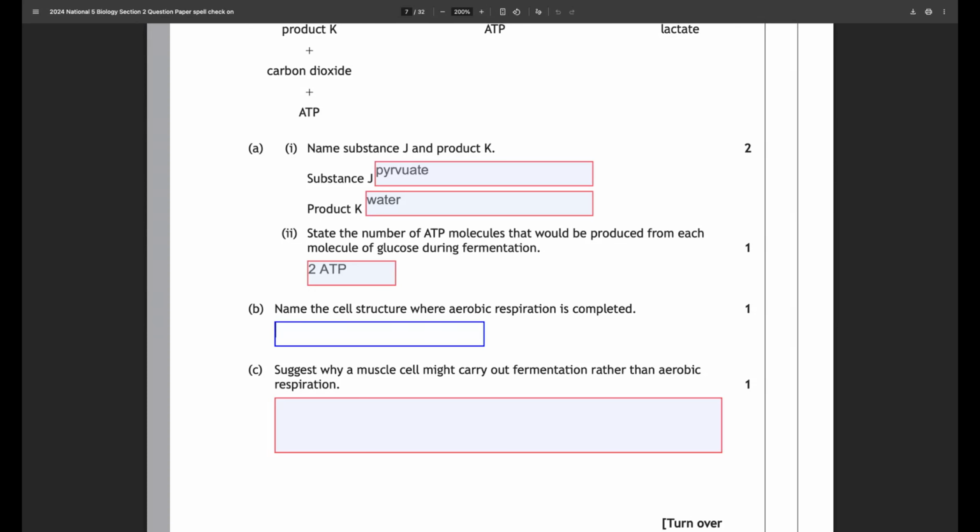Part B, name the cell structure where aerobic respiration is completed. So this is a throwback to 1.1 as well, to cell structure, and hopefully we remember that the mitochondria is the site of aerobic respiration. So that's what we're looking for there.